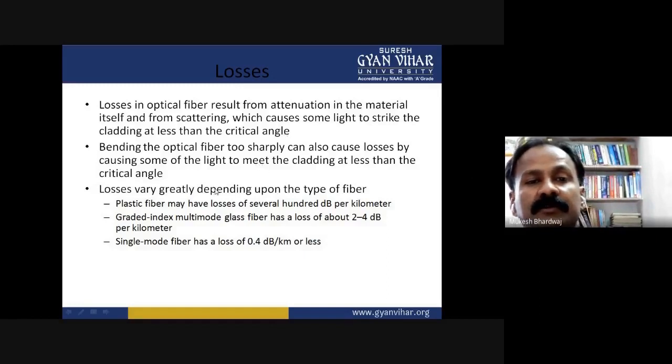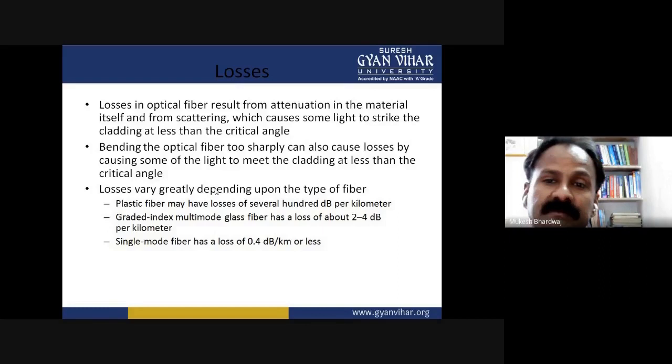So losses in optical fiber result from attenuation in the material itself and from scattering, which causes some light to strike the cladding at less than the critical angle. Bending the optical fiber too sharply can also cause losses by causing some of the light to meet the cladding at less than the critical angle.